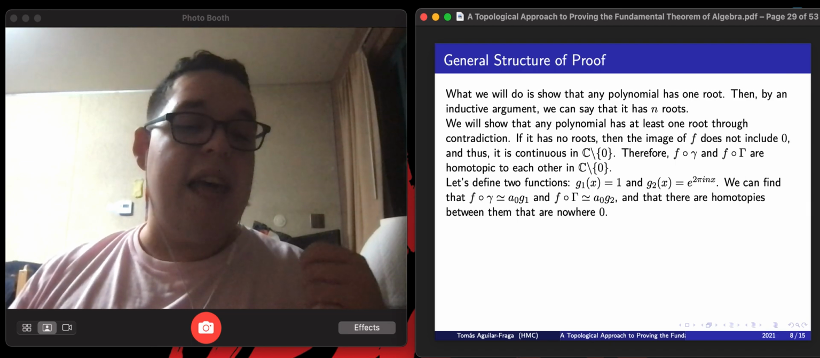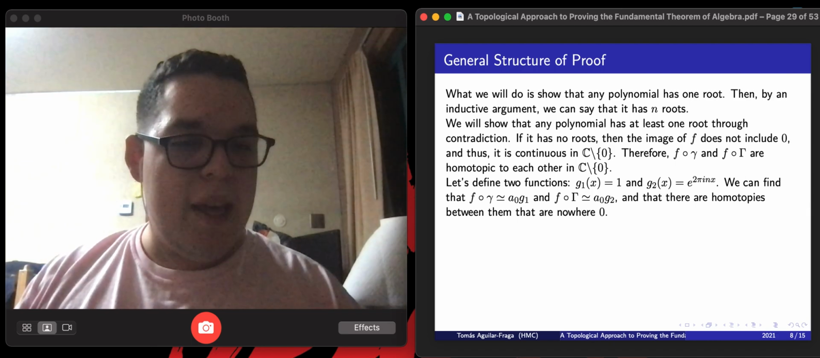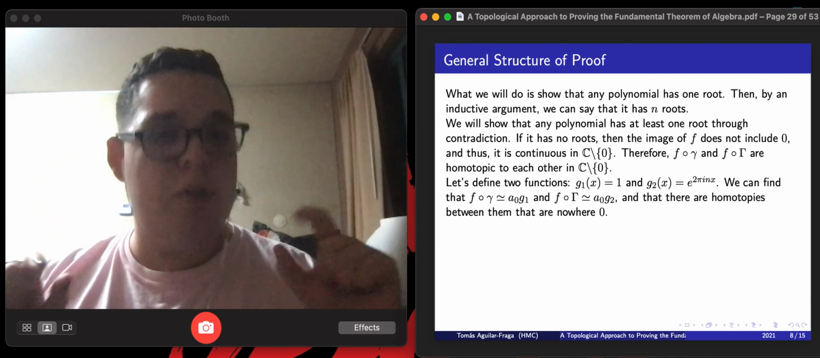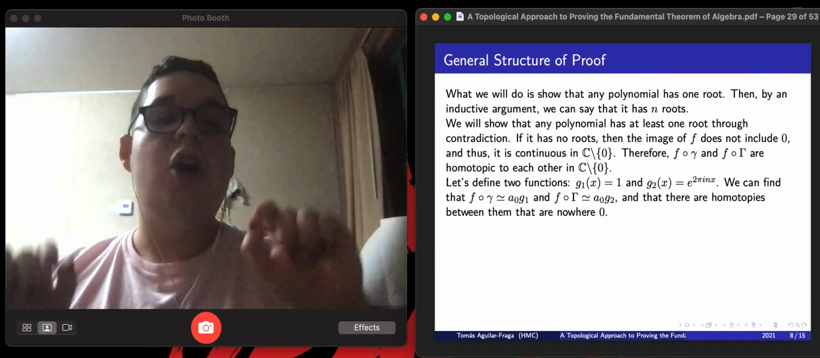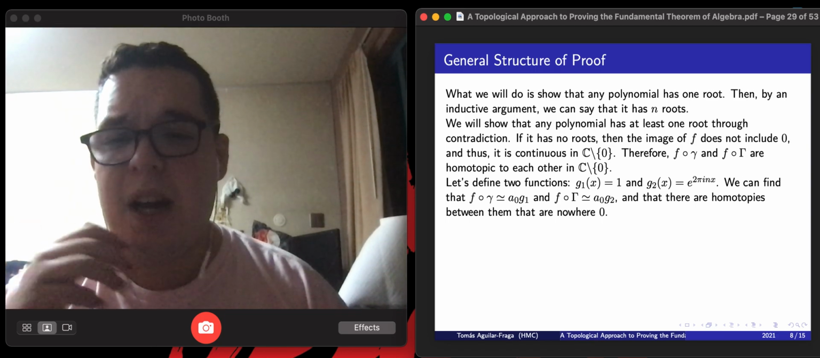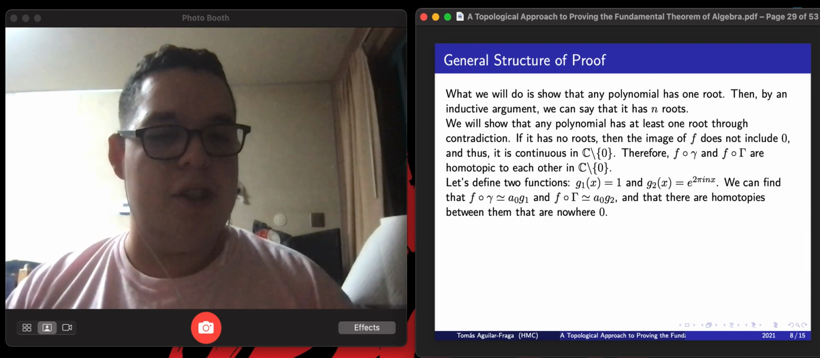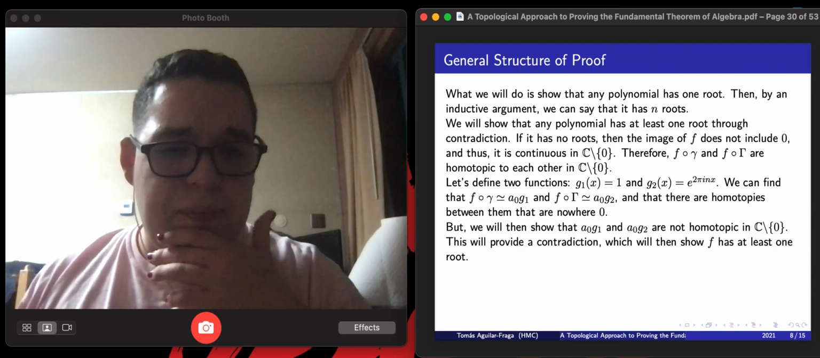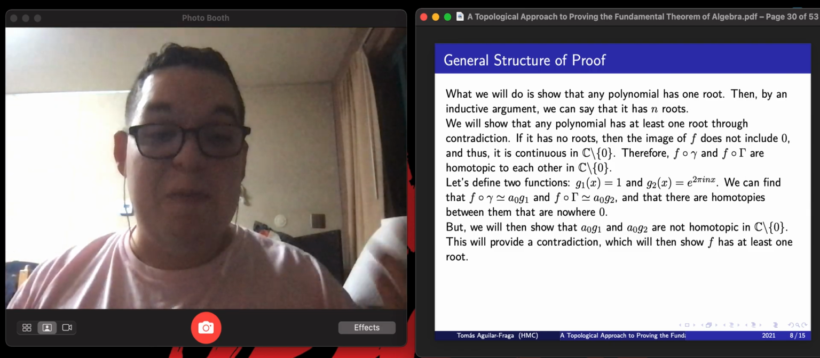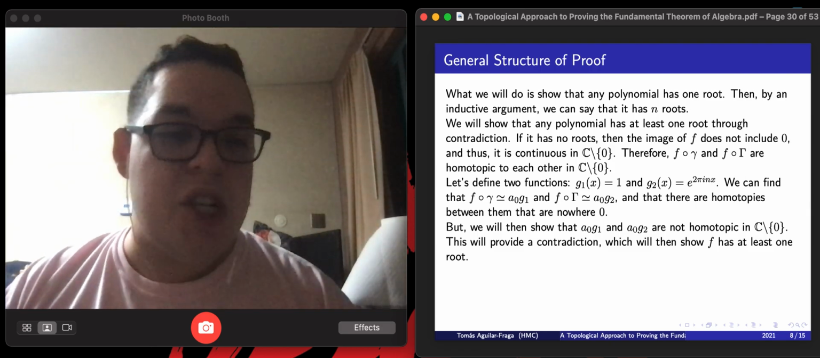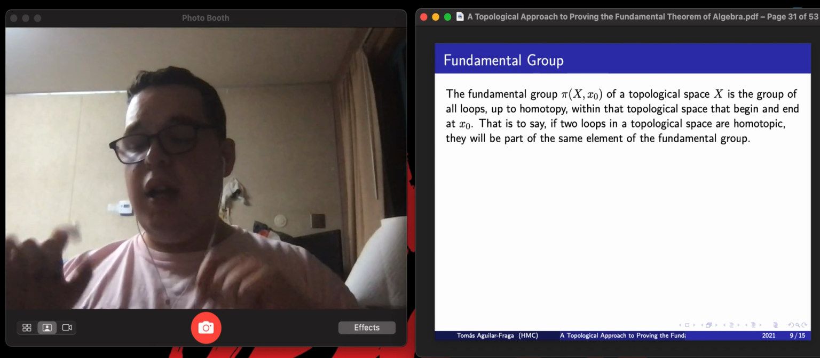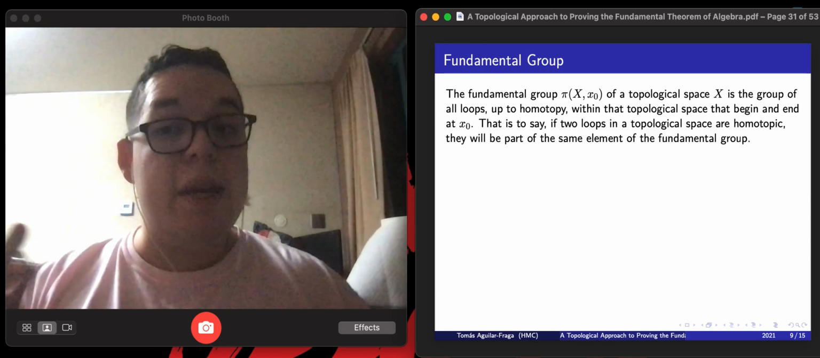And then we find that f composed with little gamma and f composed with big gamma are homotopic and nowhere 0, so therefore homotopic in the punctured plane to these two other paths. This is the part with the triangle inequalities that I'm not going to go over actually, just for the sake of time. But then we're going to show that these two paths are not homotopic in the punctured plane. This is the contradiction here. So to really understand how these two paths are not homotopic to each other, we need to understand three concepts.